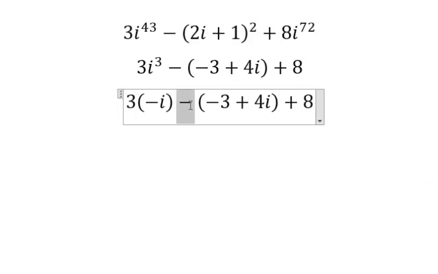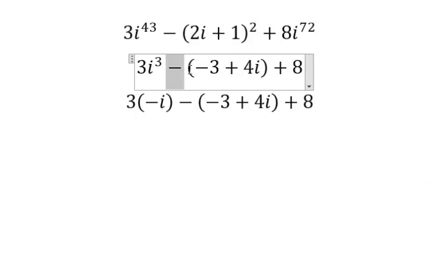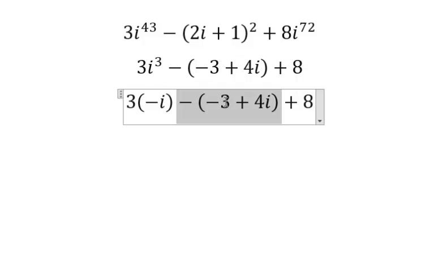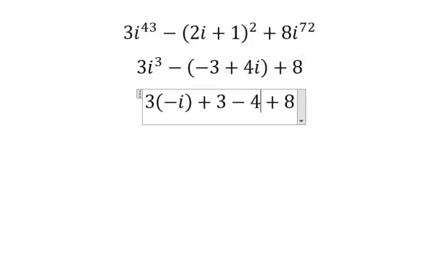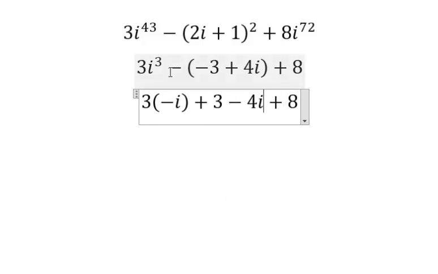And this minus that was outside is going to multiply each one of the numbers inside the parentheses. So it's minus times minus 3, that will be plus 3. And also minus times positive 4i, that will be minus 4i. Remember to multiply signs. When you have a minus outside of a parenthesis, you change the signs of the things inside. Okay, and you copy the plus 8.